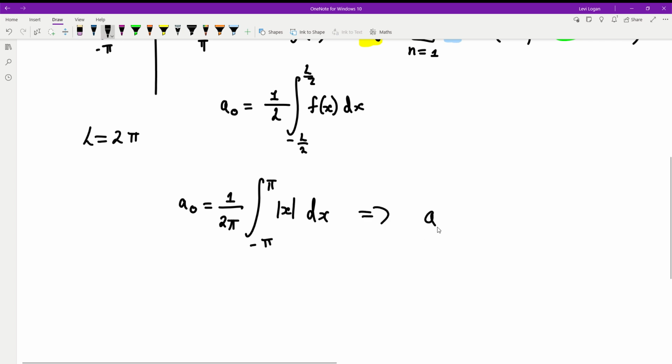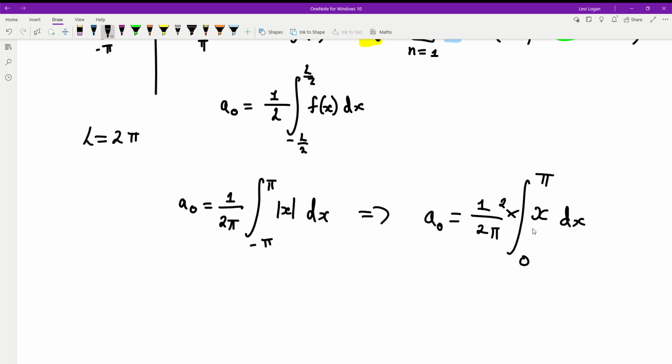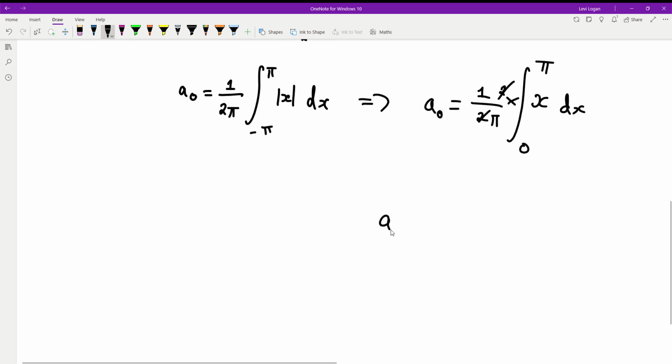So a naught is still equal to 1 on 2 pi, but you can change the bounds now. You can change that to a 0, and then change that to pi, but then you put a times 2 at the front, okay? And that's just x, because the absolute value is the same as x. You can see those 2's cancel out. So you get a naught equals 1 over pi times the integral from 0 to pi of x dx, okay?